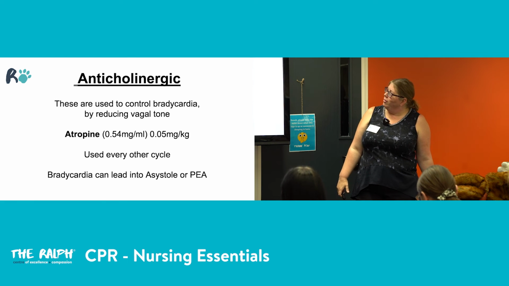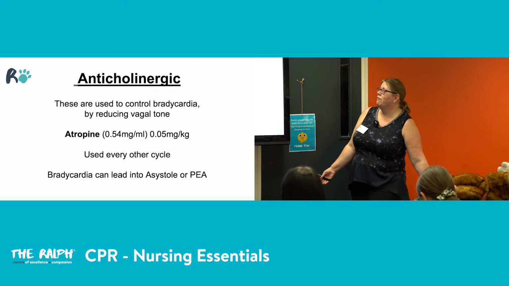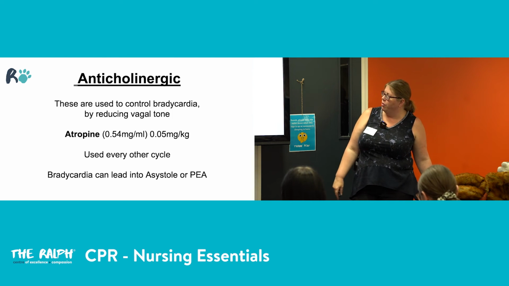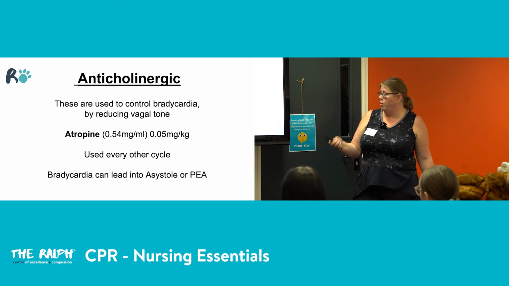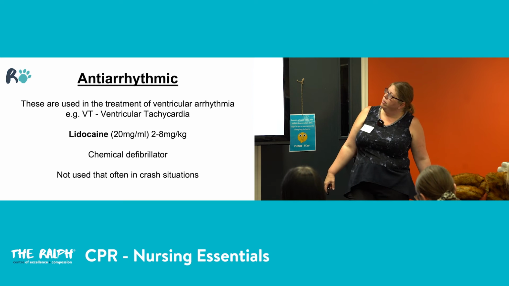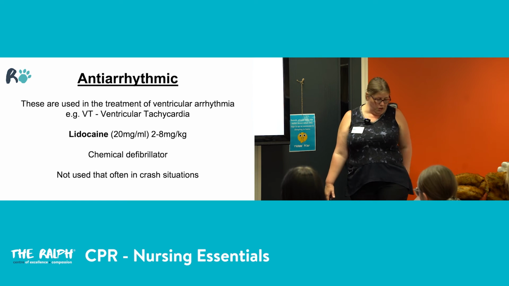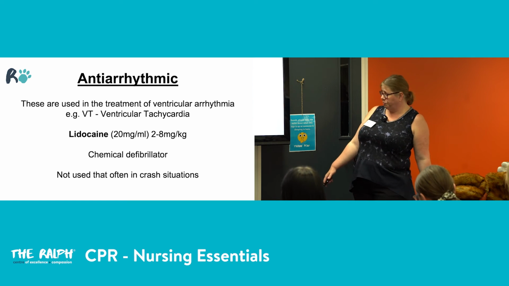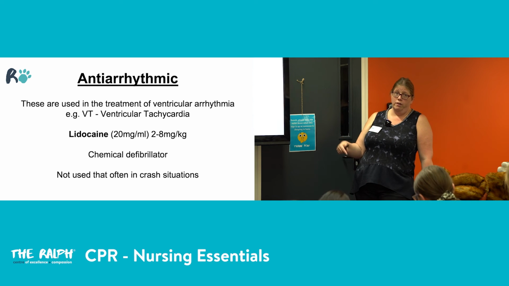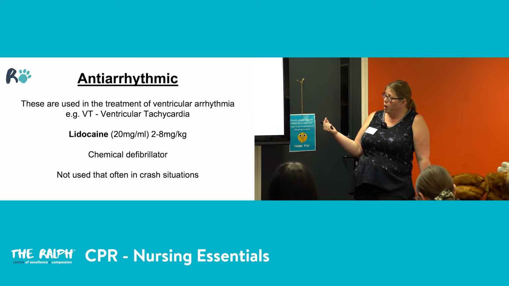The anticholinergics are used to control bradycardia and are good at reducing vagal tone. The one we use for this is atropine, and this is used every other cycle, because unfortunately bradycardia can lead to asystole or PEA. Okay, we'll then go to the antiarrhythmics. These are not often used in crash situations, because in a crash situation we're usually going towards bradycardia rather than tachycardia, but we have it in there just in case it is needed.